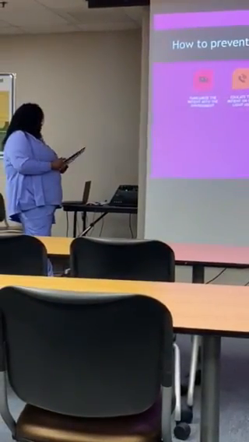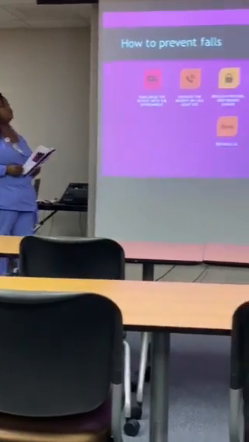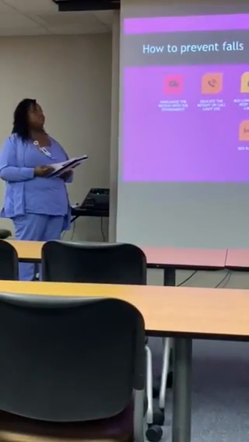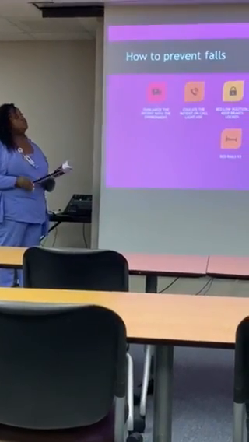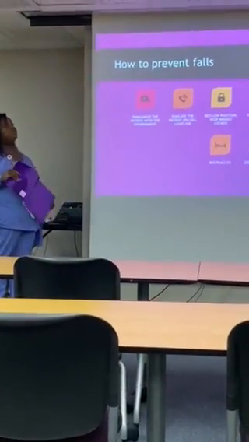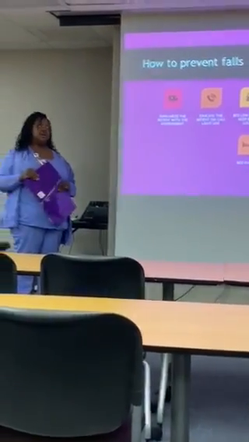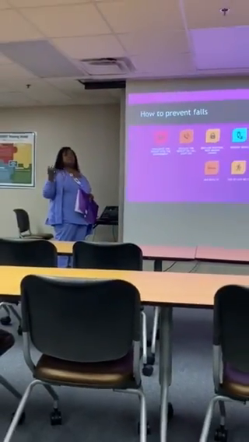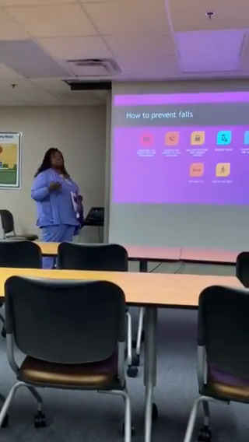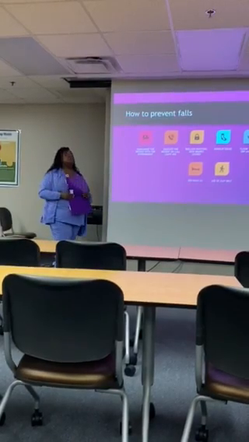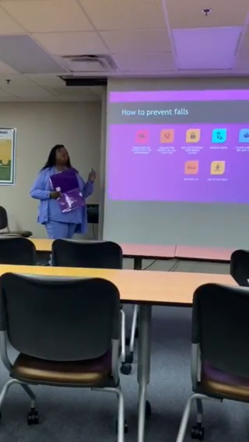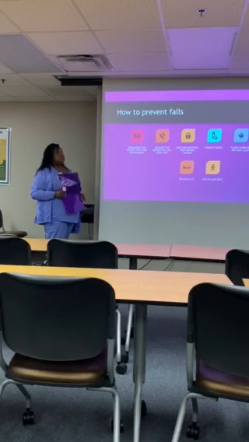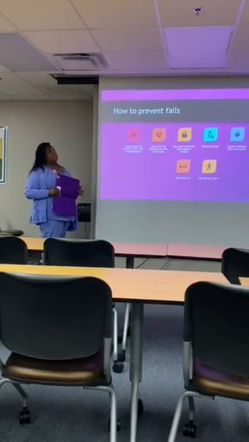So how can you prevent falls? You wanna make sure that you familiarize the patient with the environment. You want to educate the patient on the importance of the use of the call light, because a lot of times, patients don't want to bother you. They want to try to get up themselves. You want to always tell them it's important for them to press that call light before getting up, so you can come assist them. You want to make sure your bed is in low position.